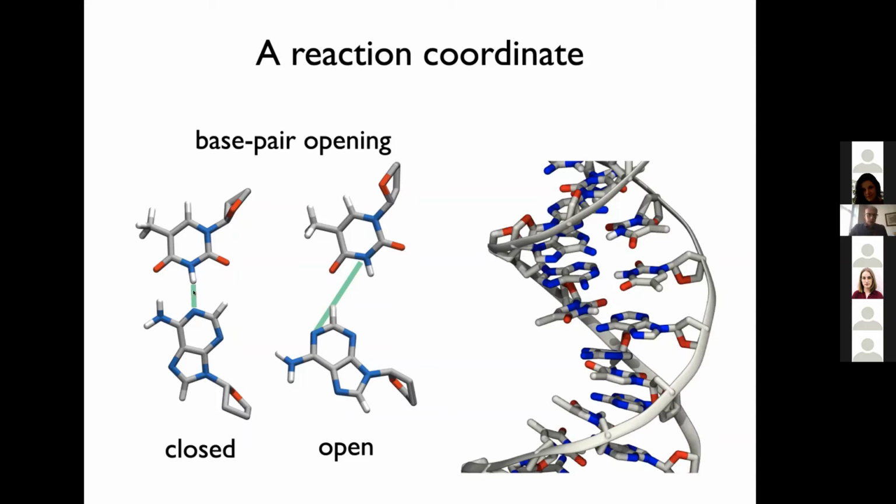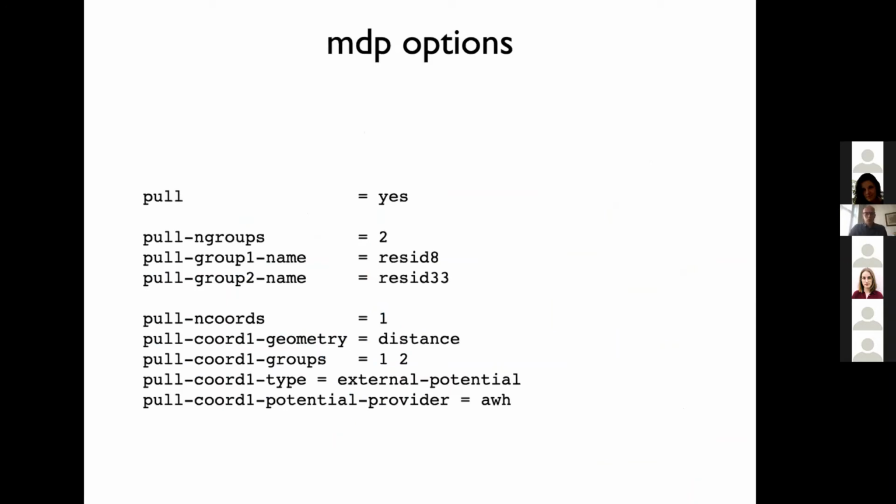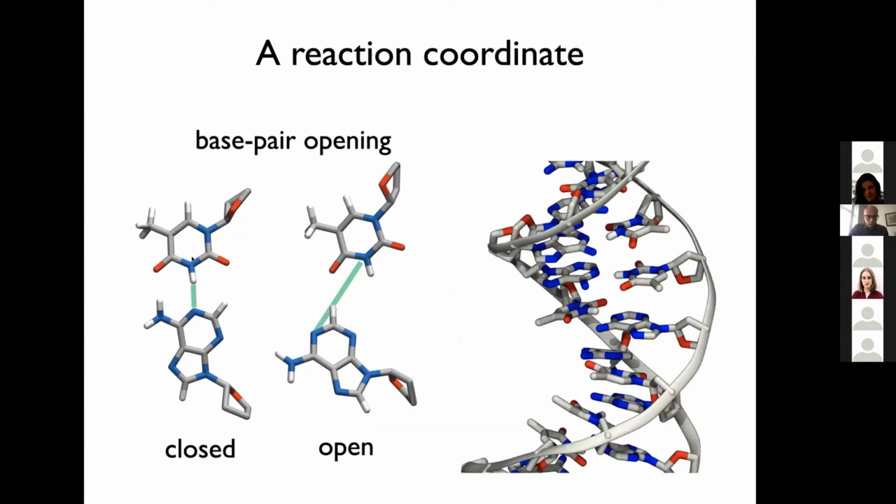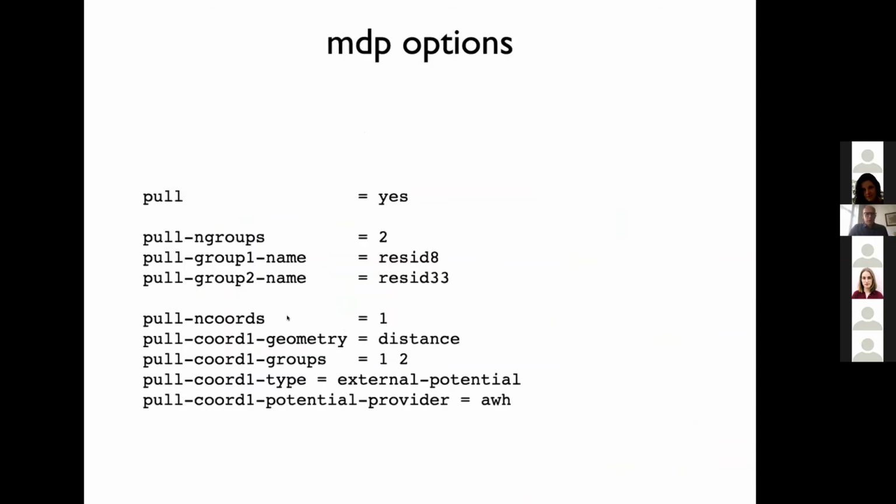Okay, so we've now defined this distance, which in GROMACS you do through the pull code, and then we can have AWH act on this. Just to show what the pull options are for those who are not familiar with this, it is rather simple. You need to say that you want the pull code on, so you say pull is yes. Then you say you want 2 groups, which in this case I called res ID 8 and res ID 33, but of course it's this atom and this atom that need to be in there. Then I say I want 1 reaction coordinate. I take the distance between these 2 groups that I just defined, number 1 and 2.